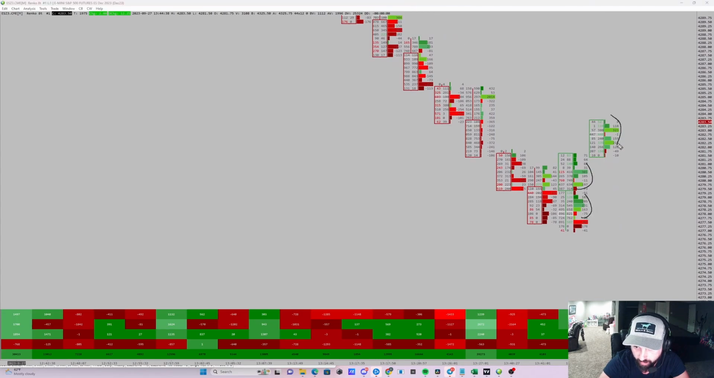Buyers over buyers, buyers over buyers. Lots of buy imbalances here. This right here is going to be a key area for price to get through. Why? This was a passive offer, someone selling passively on the offer. We need price to get up into this area and drive through it.